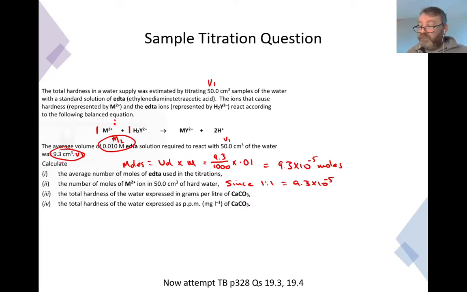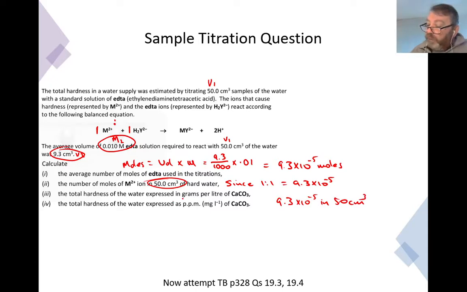Okay, so you've got to be careful that you understand what we're doing in terms of this thing. That's the number of moles. We've got to bring it up to the number of moles in a litre and then go to grams in a litre. So that's something that you've got to take with this 9.3 by 10 to the minus 5. So let's do that first. This is 9.3 by 10 to the power of minus 5 moles in the titration, in the 50 centimetres cubed of hard water.